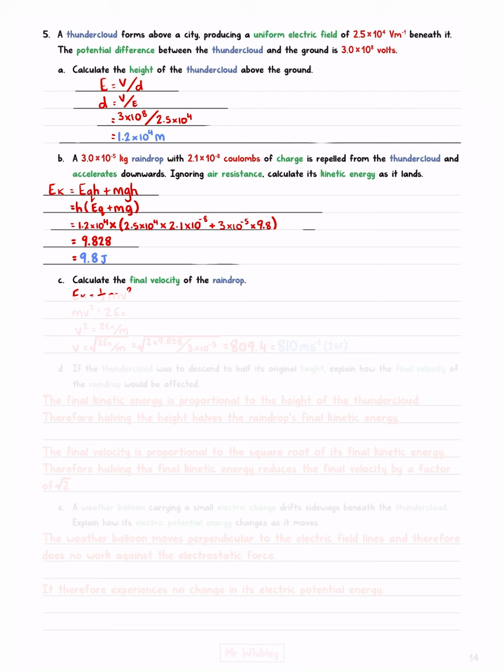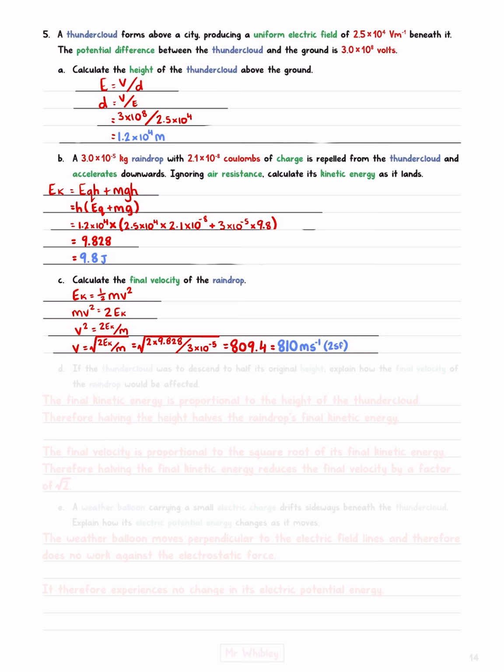Calculate the final velocity of the raindrop. To find our final velocity, we can use our kinetic energy equation, solving that for velocity by doubling both sides, dividing both sides by the mass, and then square rooting. Putting in our numbers gives me 809.4, or 810 meters per second to two significant figures.